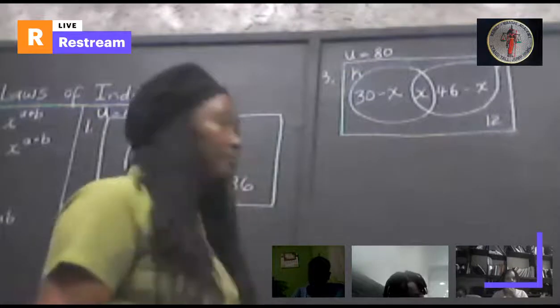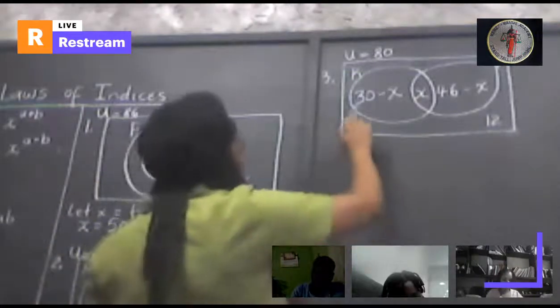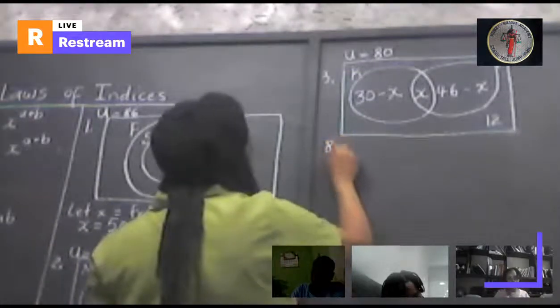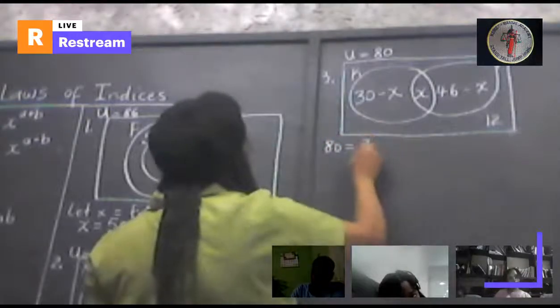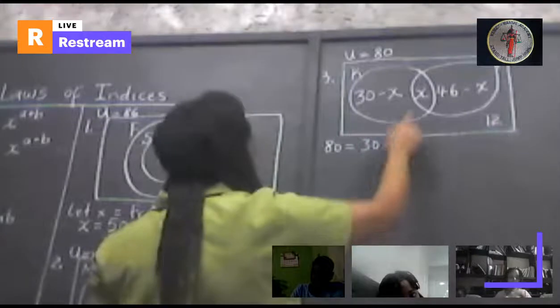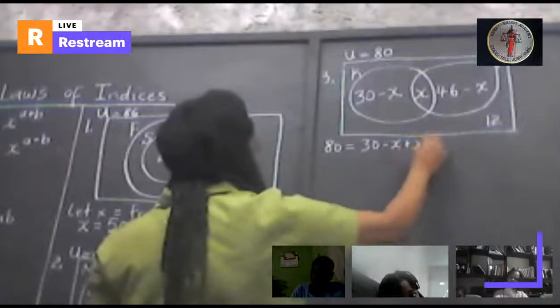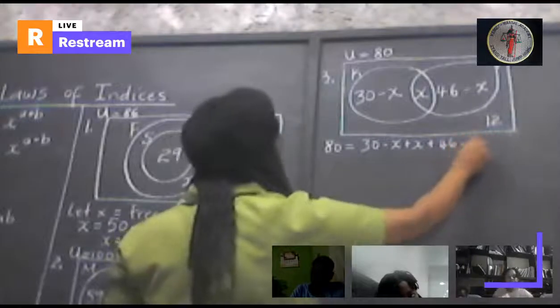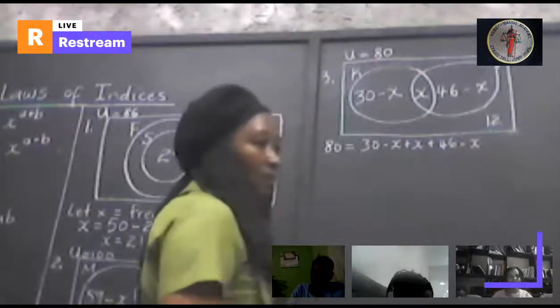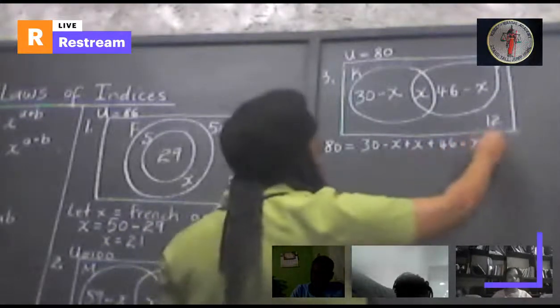Miss, we're going to say 80 equals 30 minus X plus X plus 46 minus X plus the 12, right? Yes, miss.